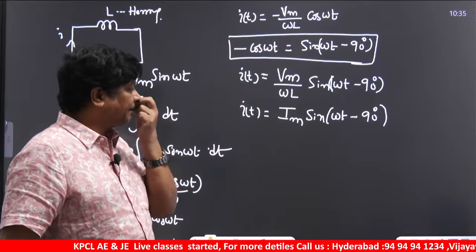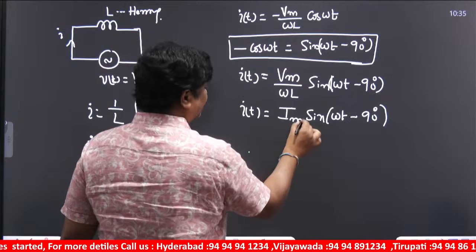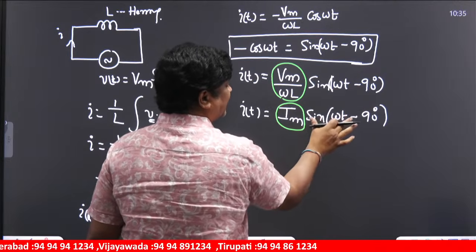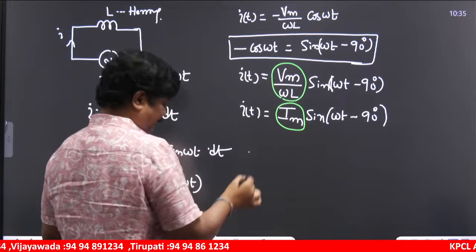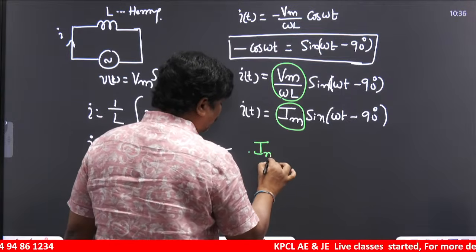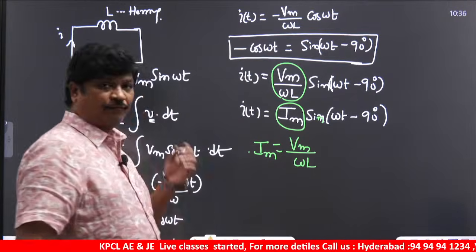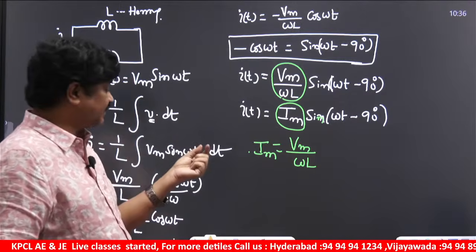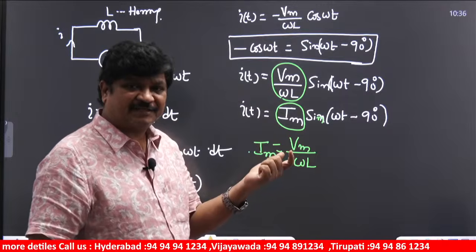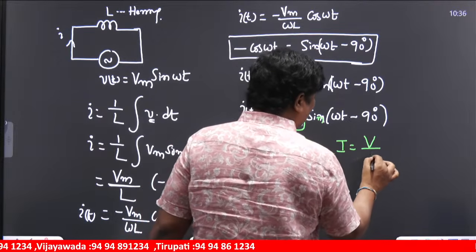Now you tell me, what is the current formula for Im? Where is our Im? This is our Im. It is the coefficient of sin of omega t minus 90. Im is equal to Vm divided by omega L. My dear students, what is Im? It is the maximum current. What is Vm? It is the maximum voltage. Suppose I want to write I is equal to V by omega L.